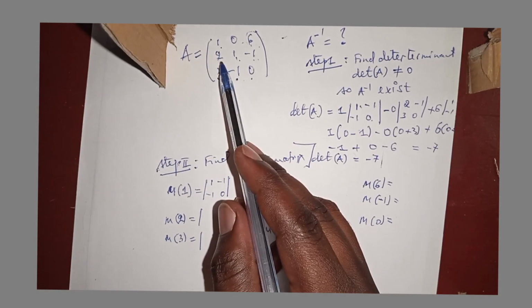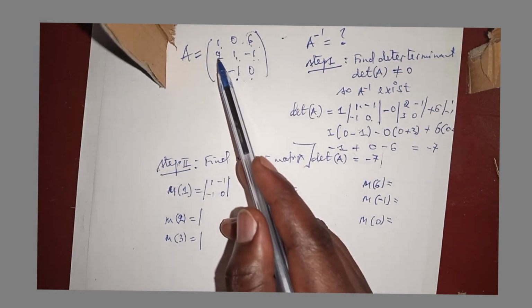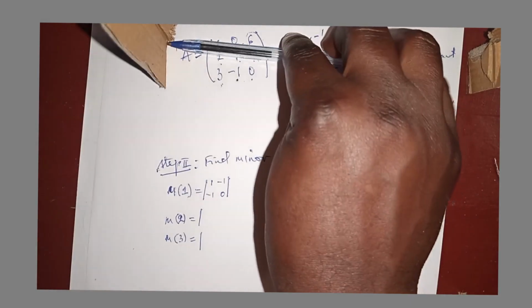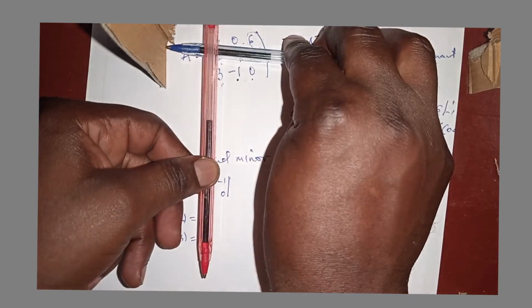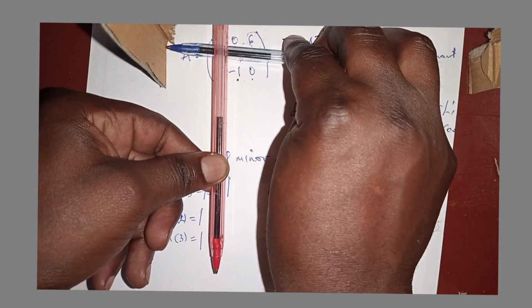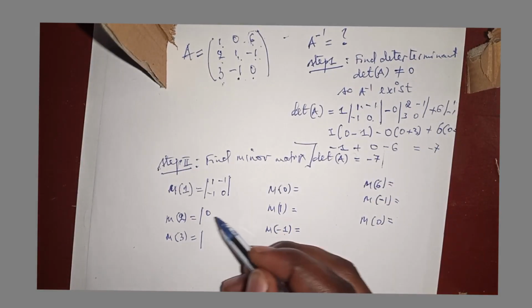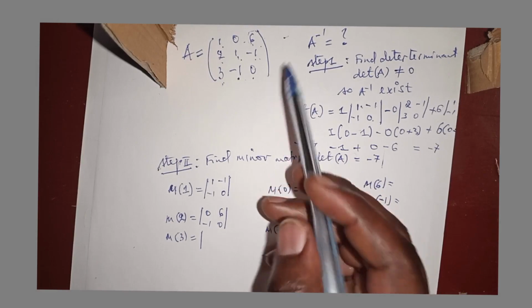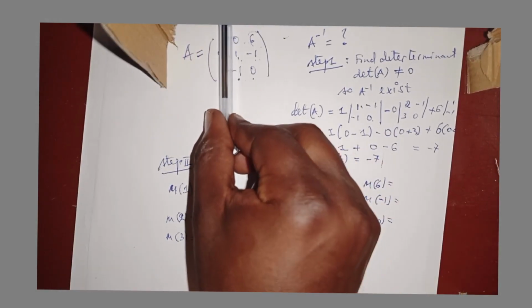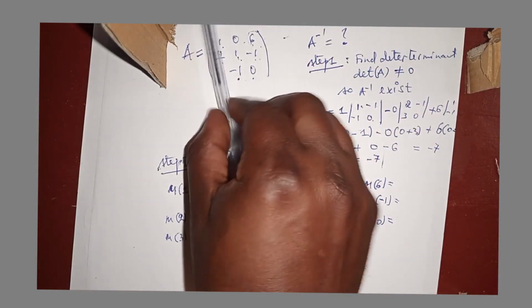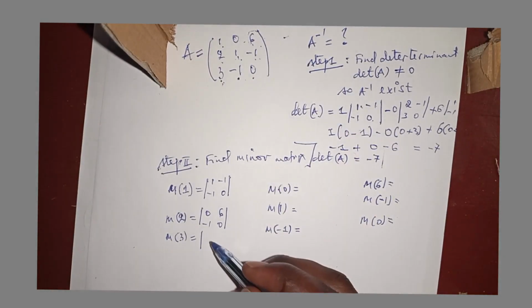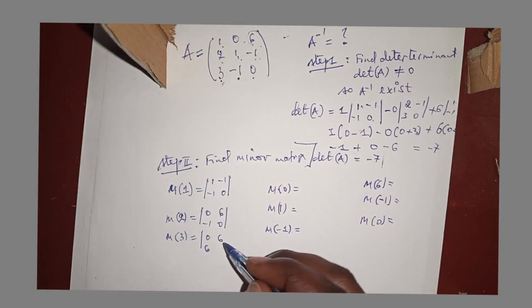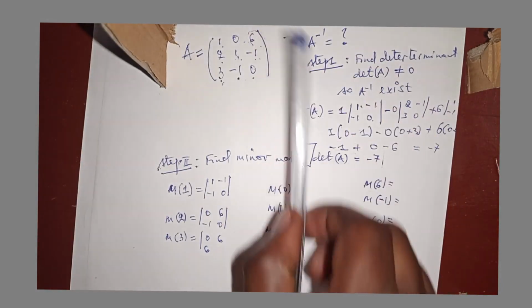About the minor of 2: you close here, the row and column. But this one, you remain with 0, 6, 0, 6, negative 1 is 0. So 0, 6, 0, negative 1 and 0. You see? Come up here, minus 3, you close here and here. So 0, 1, negative 6, and 1. 0, 6, 0, 6. Okay. 1 and negative 1.